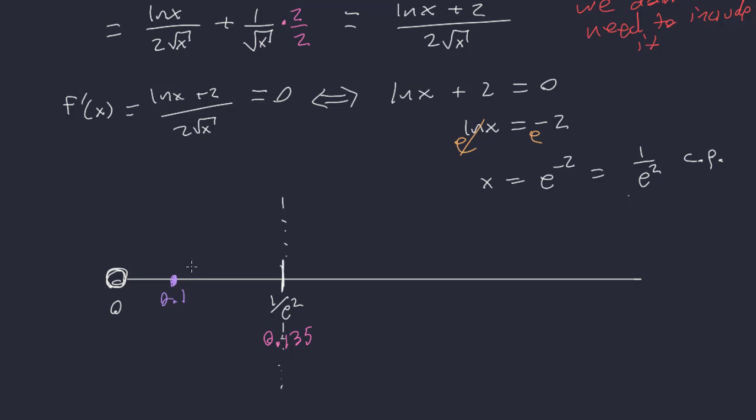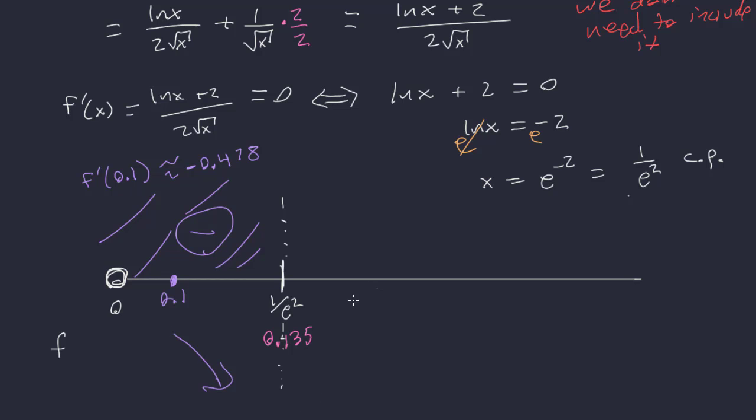So for my test, I'm just going to pick, say, 0.1. There's a lot of things we could do here. I'm just going to pick 0.1 and plug it in the calculator. I think it's likely to be negative here, but we'll see. So f prime of 0.1 is about negative 0.478. The important part is that it's negative in this region. So that means our original function f is decreasing.